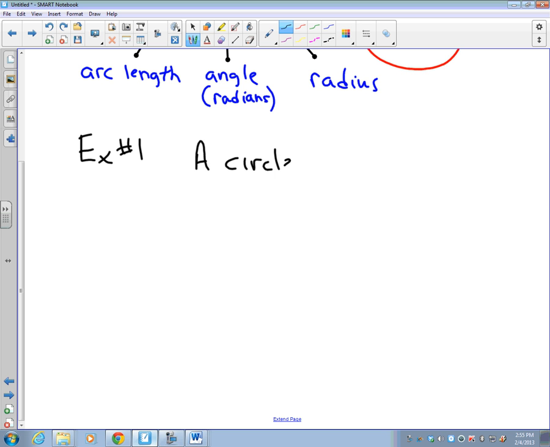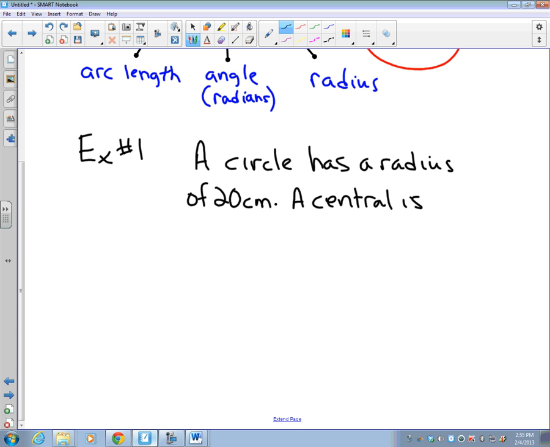A circle has a radius of 20 centimeters. Central angle is 60 degrees. Find the arc length.